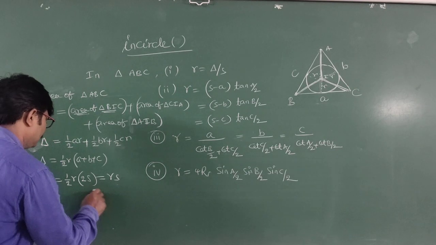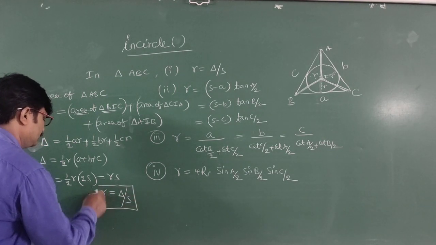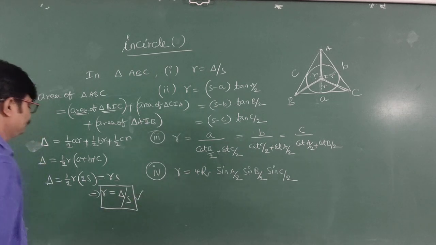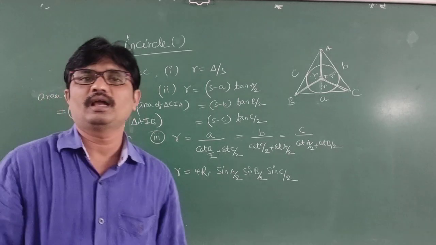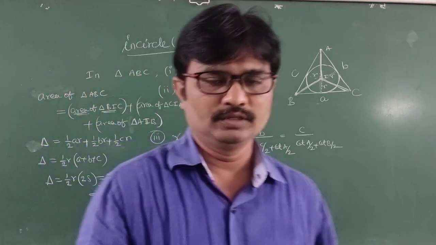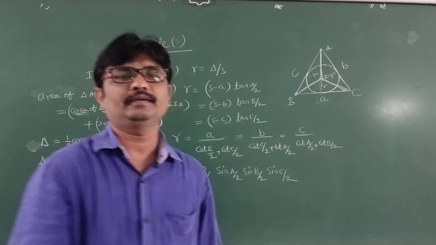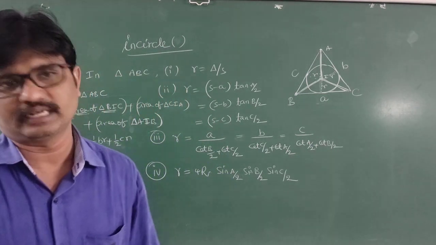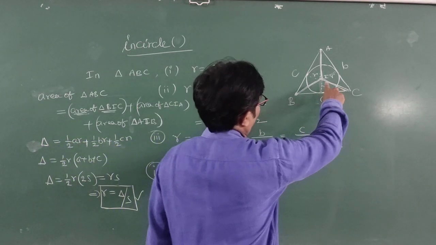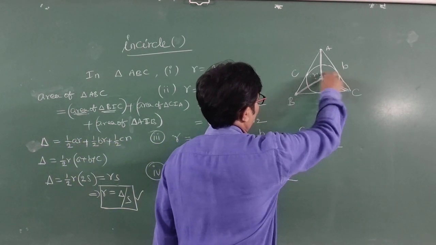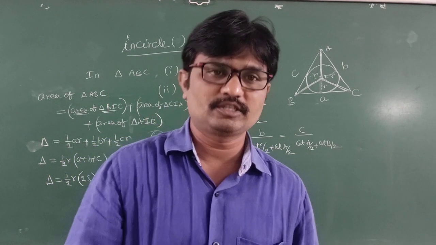So students, the small r equals delta by S. This is the small r. Small r is called the inradius. The incircle means the circle touches the three sides internally. Therefore the incenter is equidistant from the sides of the triangle. The inradius is denoted by small r.